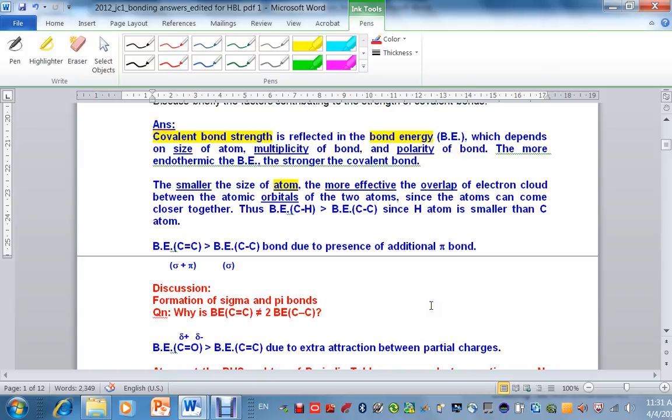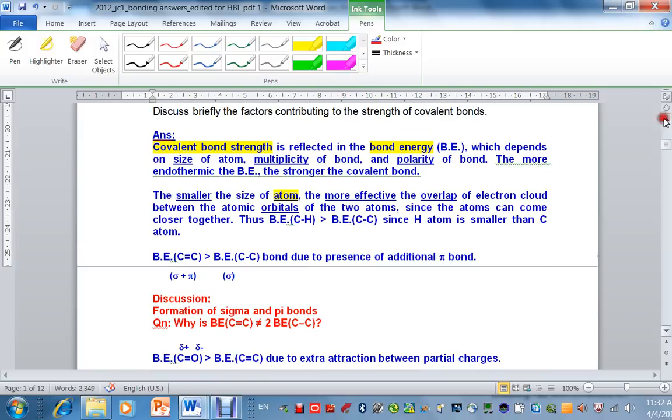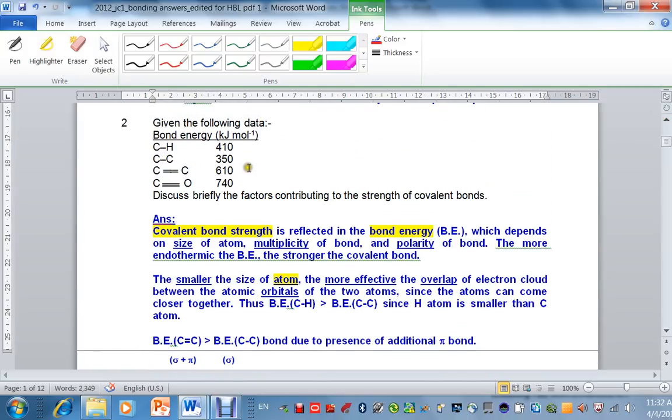Here I also want you to notice the values. If you look at the value for a double bond and a single bond, can you see that the double bond is not exactly twice the value of a C-C single bond? What is the reason for that? It's because the sigma and the pi bonds have different strength.